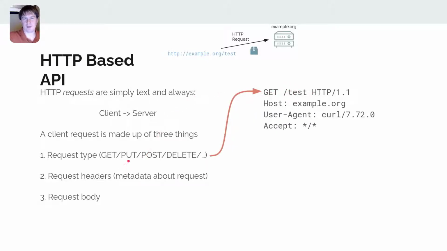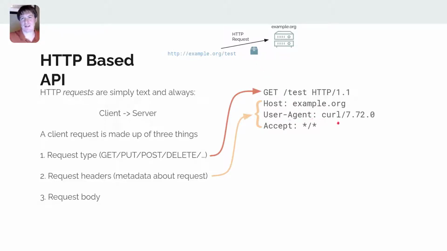But it could also be a PUT or a POST or DELETE. PUT is like an edit, POST is like a create, and DELETE deletes. There's a little bit more in the details, but that's essentially good enough. And then all requests have request headers. That's these lines here, and it can be more. And it's really about metadata about the request. So in this case, it's like the address, example.org, that gets put on the outside of the box.